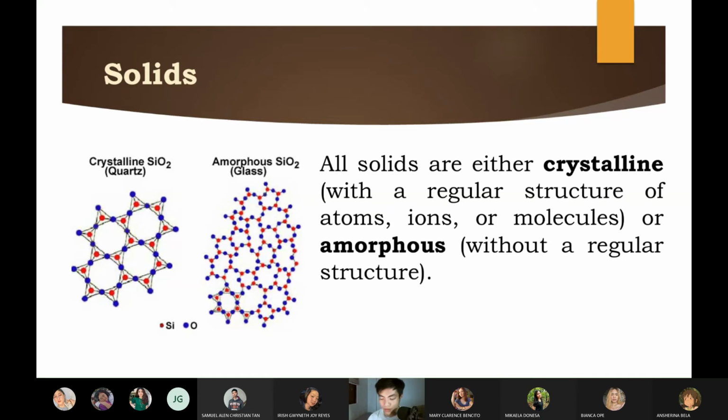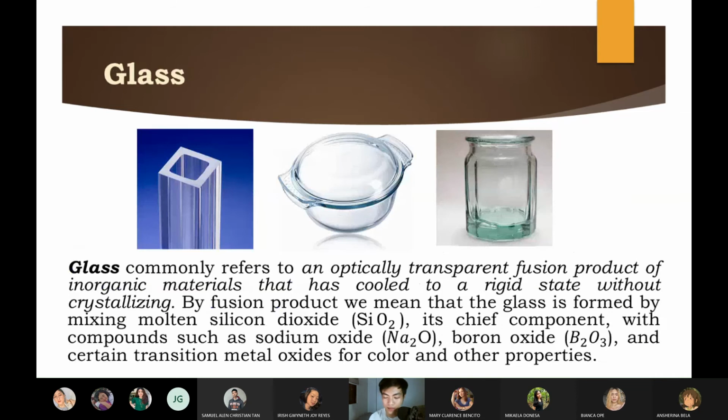Okay? So, yung glass. Yung tibay ng glass, depende sa arrangement ng molecules. Pwedeng amorphous yan. Pwedeng crystalline.